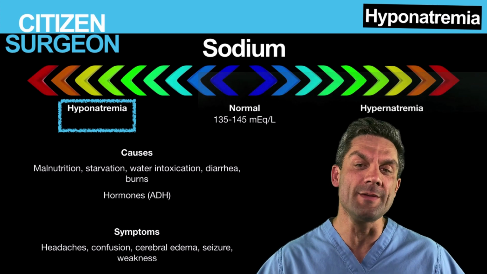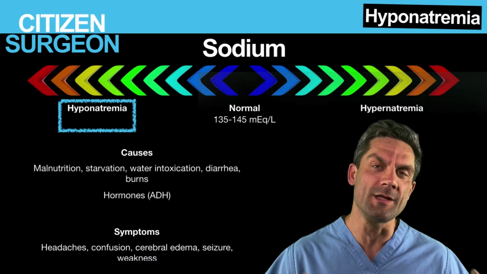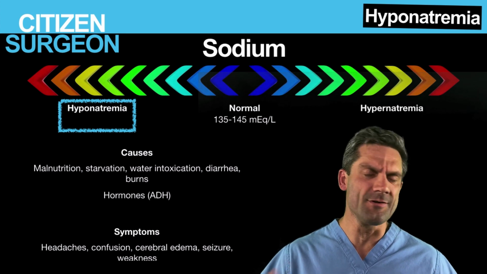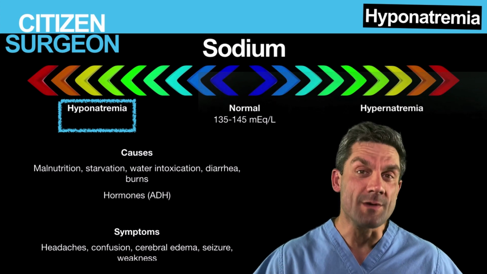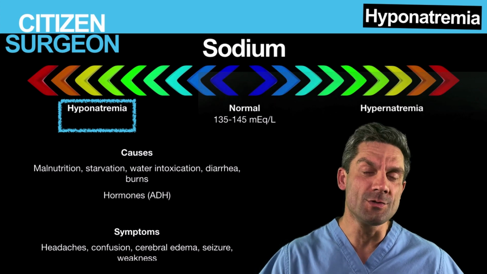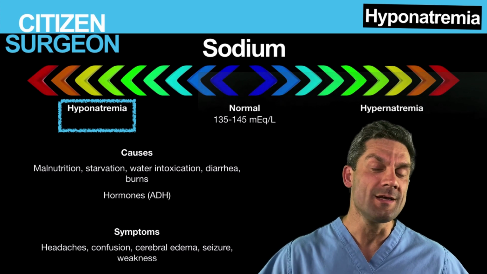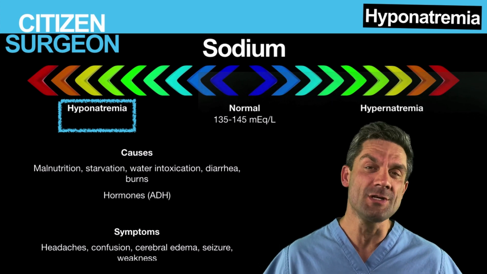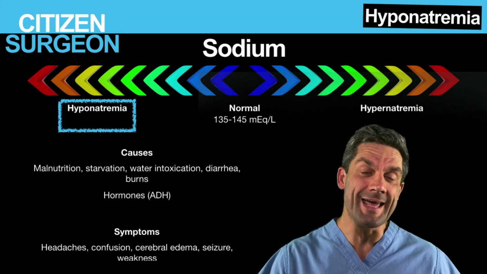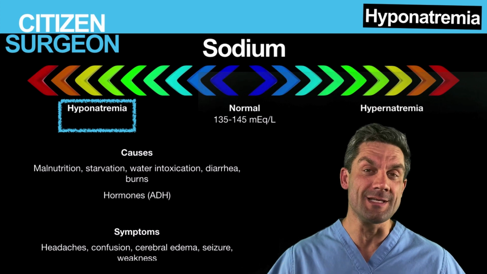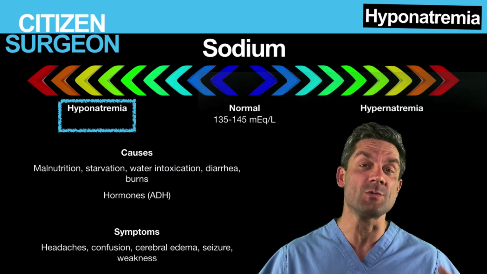Now, what is hyponatremia? If normal is 135 to 145 milliequivalents per liter, this might differ depending on your lab, hyponatremia is going to be on the low side of that. What are some causes of that? Malnutrition, starvation, water intoxication, burns, also hormones. So ADH can lead to hyponatremia. What are some symptoms? Headaches, confusion, cerebral edema, nausea, weakness. Those are just some of the symptoms with hyponatremia.